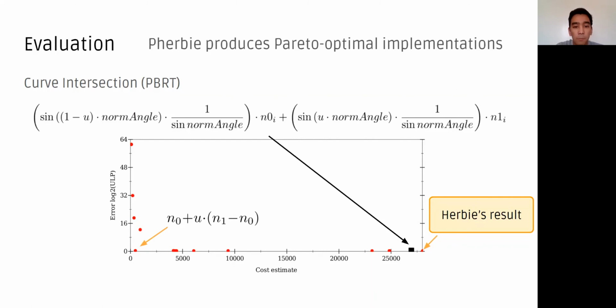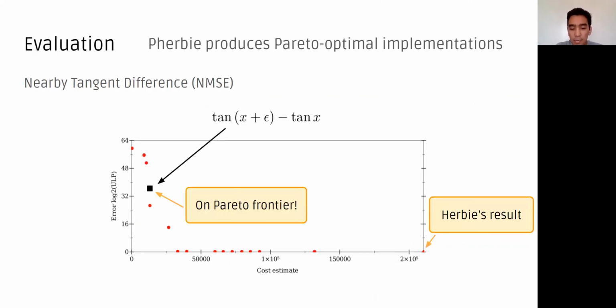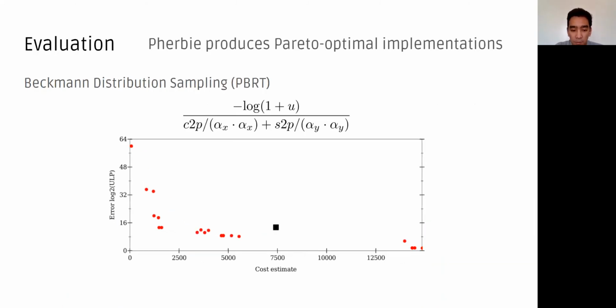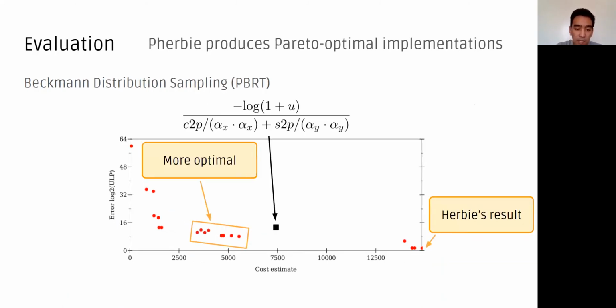Here's a second example. Once again, Herbie only produces the one on the far right. And a third example where the interesting thing here is there are these implementations that are lower in cost and lower in error than the input expression.